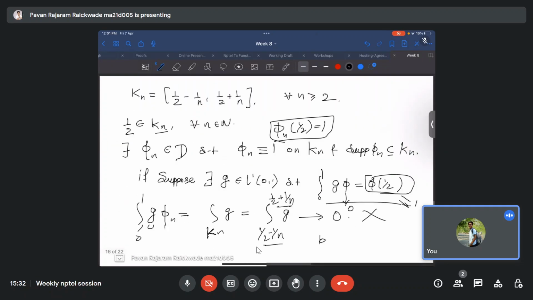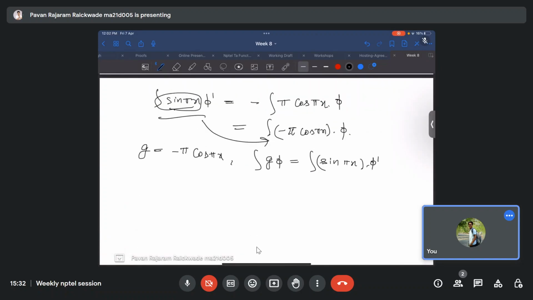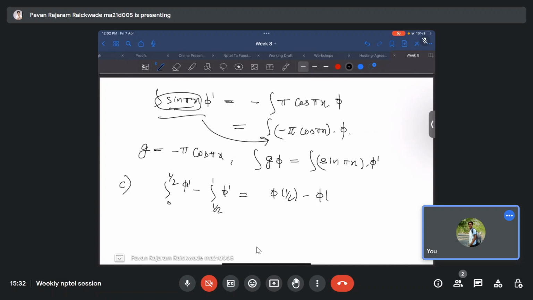Now the C option. Let's integrate phi dash from 0 to half minus phi dash from half to 1. By the fundamental theorem of calculus, this is phi of half minus phi of 0, minus phi of 1 plus phi of half. Without loss of generality, phi of 0 and phi of 1 can be assumed to be 0, by convention. So it's just 2 times phi of half.